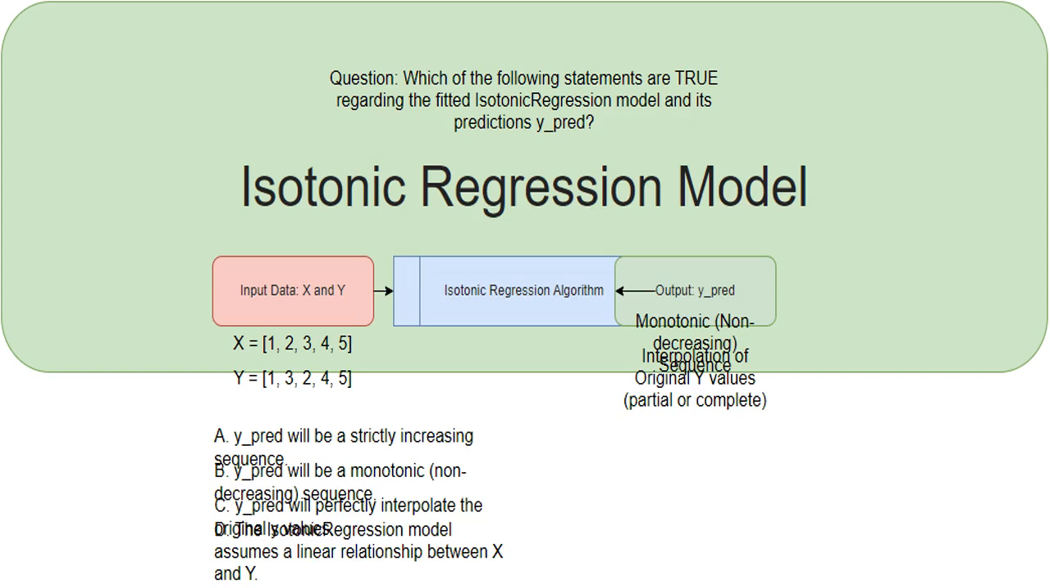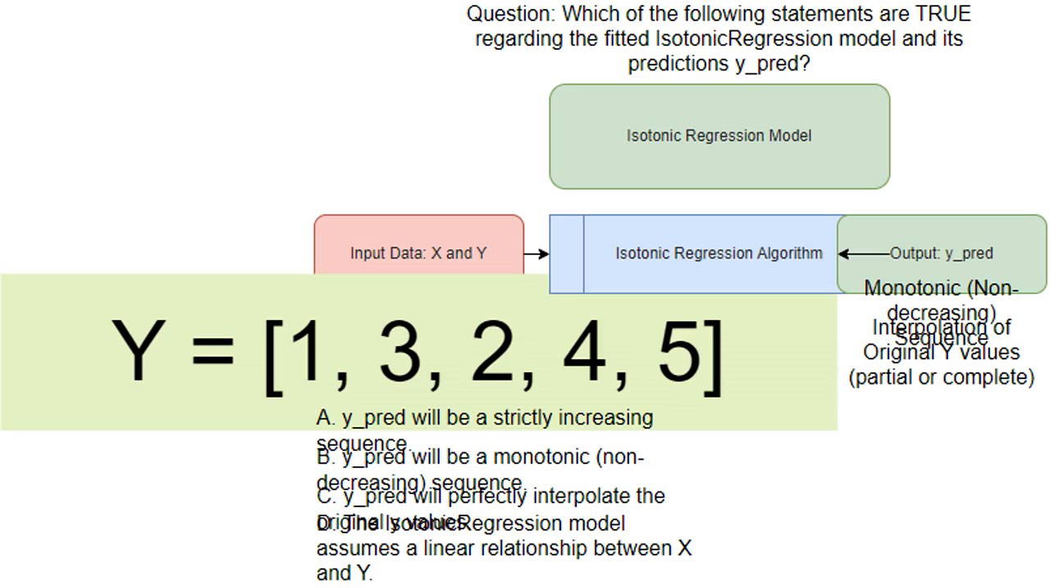This is simply the input data for the predictor variable, representing some sequential or continuous measure. This algorithm finds the best fitting non-decreasing function to match the data. It finds a line that is always going up or staying flat, but never going down.